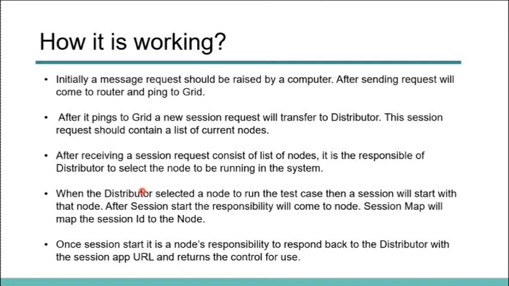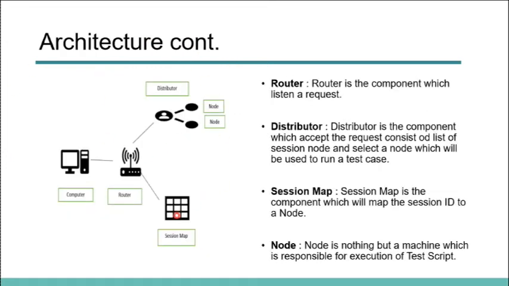When the distributor selects a node to run the test case, the session will start with that node. After the session starts, the responsibility comes to the node. Session map will map the session ID to the node. Once the session starts, it is the node's responsibility to respond back to the distributor with the session URL and return control to the user. So this is how the architecture works.